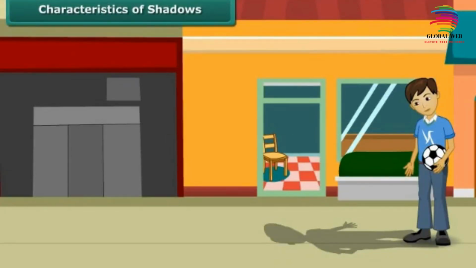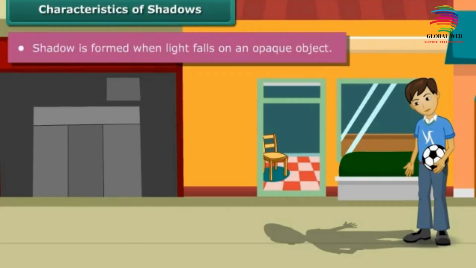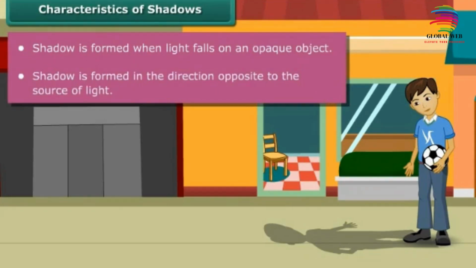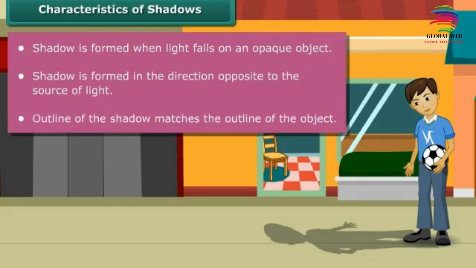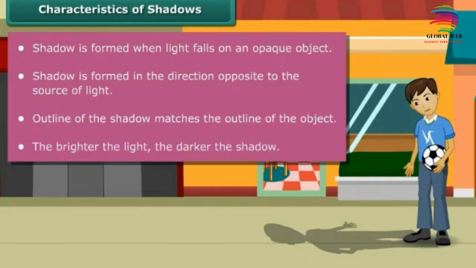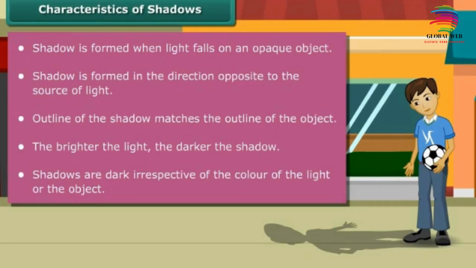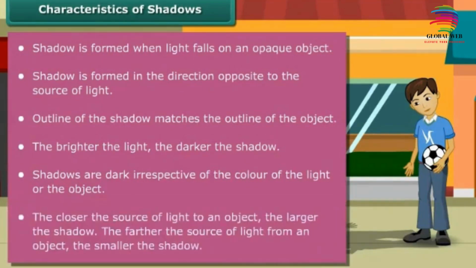You just learned some interesting facts about shadows. Let us list the important characteristics of shadows. Shadow is formed when light falls on an opaque object. Shadow is formed in the direction opposite to the source of light. Outline of the shadow matches the outline of the object. The brighter the light, the darker the shadow. Shadows are dark irrespective of the color of the light or the object. The closer the source of light to an object, the larger the shadow. The farther the source of light from an object, the smaller the shadow.